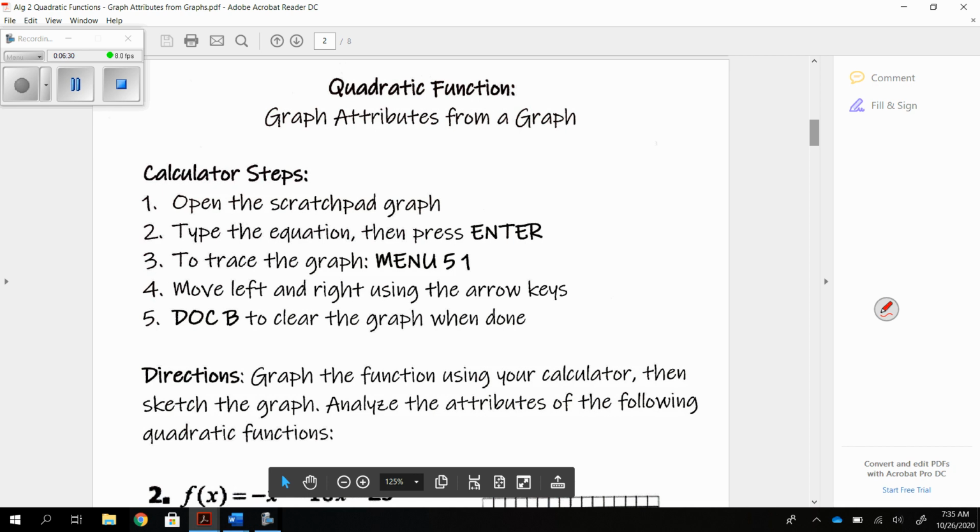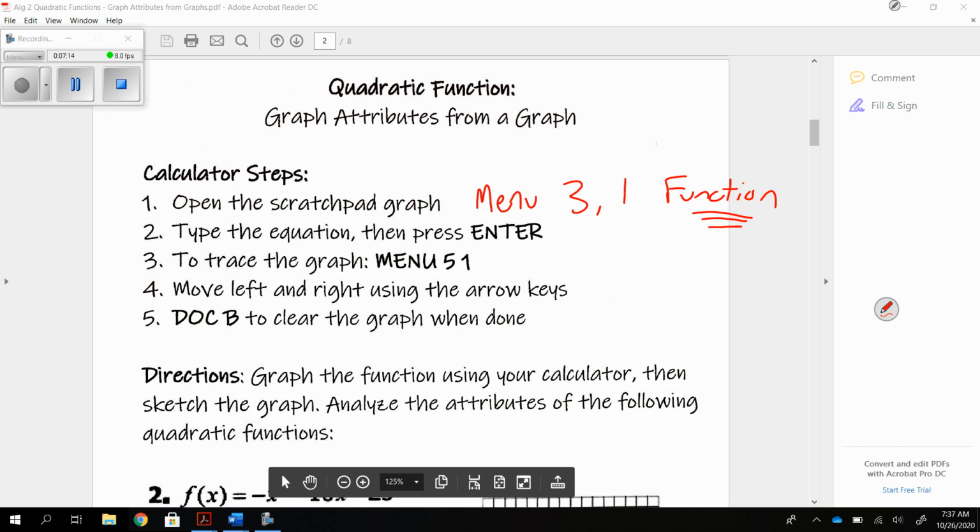Turn it on. Open the Scratchpad graph, type in the equation. And then one key component that's not listed in these steps is when you click on the Scratchpad, it just says type in the equation, but you need to make sure it pops up. And this time we're actually doing function. I know last time we hit menu 3-2 for relation, but this time we're going to hit menu 3-1 to get to function, because we're doing quadratic functions. And then from there, you'll type in the equation, press enter.